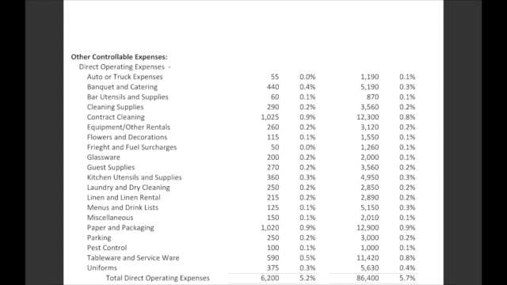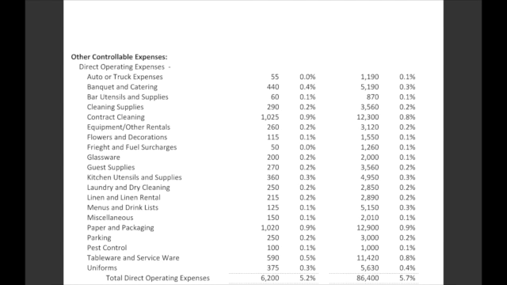Yes, that goes here, not in food cost. Contract cleaning, same thing. Equipment and other rentals, flowers and decoration. Freight and fuel surcharges. This is not a food cost. This is a controllable expense. Not everybody charges a freight and fuel surcharge. And not everybody who charges one charges every client a freight and fuel surcharge.